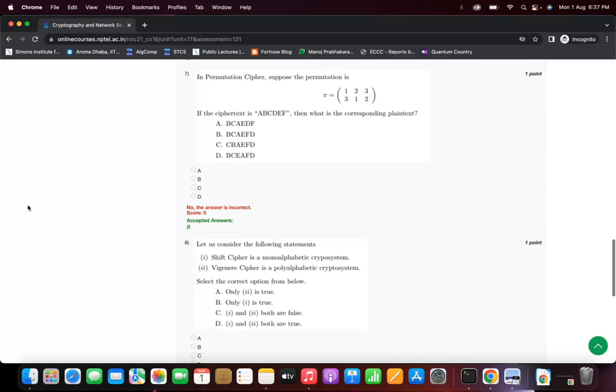Now, if the ciphertext is A B C D E F, then what is the plain text? Okay. So first of all, the ciphertext has 6 letters, whereas the permutation was only for strings of length 3, right?